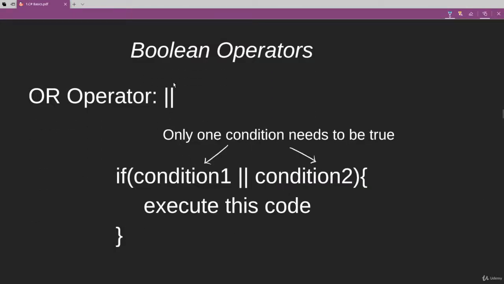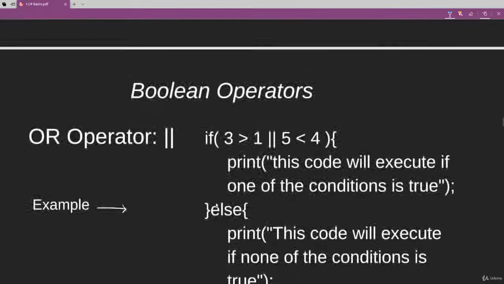Okay, now let's take a look at another operator. This one is called the OR operator. So the OR operator is similar to the AND operator, but in the OR operator, only one condition needs to be true. So one condition could be false, and the other could be true, and the code inside the if statement will execute. If both conditions are false, then the else statement is going to execute if there's an else statement, and if there's not an else statement, then the code inside the if statement is not going to execute. So let's take a look at an example.